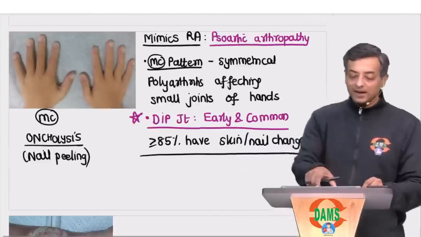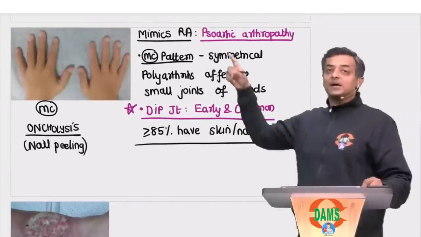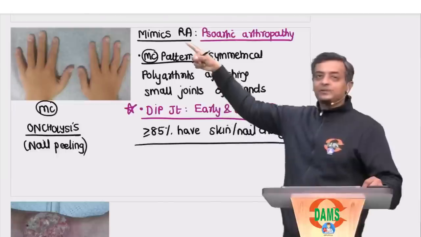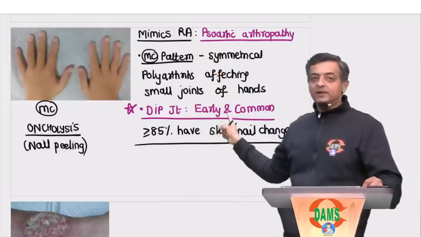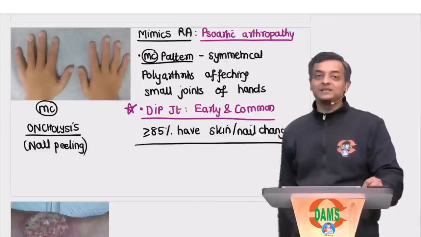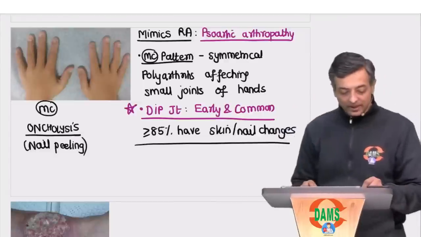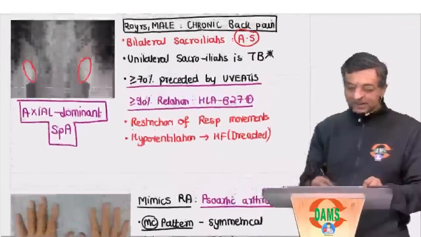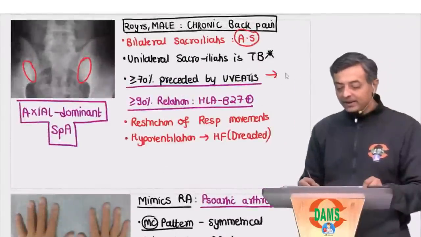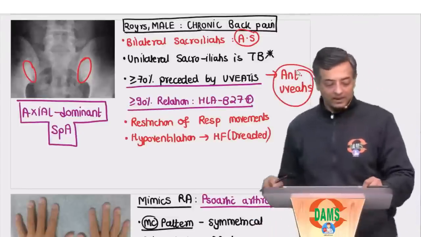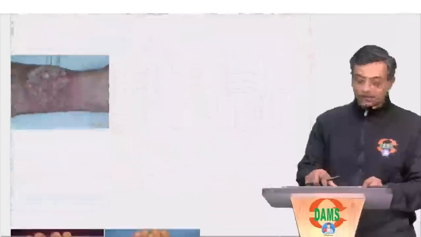Remember, the arthritis which mimics RA is psoriatic. What are the points to remember? The common pattern looks like RA, but what is different? DIP involvement, and more importantly, skin and nail changes are also present in this patient. Recurrent unilateral anterior uveitis you get in ankylosing spondylitis. Take this forward.